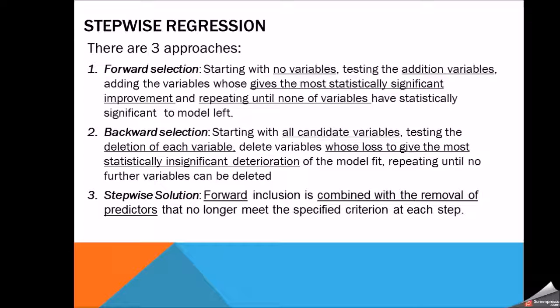And the third is stepwise selection, that is a combination. The forward inclusion is combined with the removal of predictors that no longer meet the specified criterion at each step.